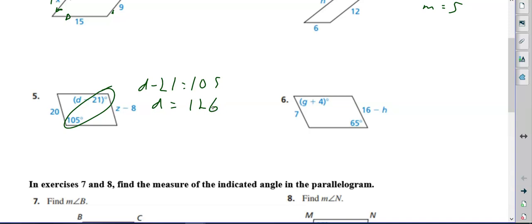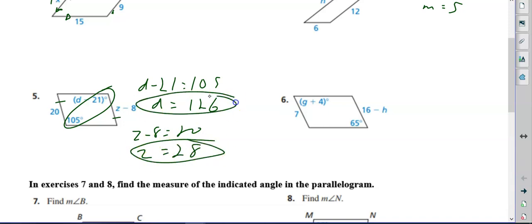And then since opposite sides are equal, Z minus 8 is 20. Add 8 to both sides, and Z is 28. Okay, same thing here. G plus 4 is 65. This time we're going to subtract 4. So G is 61.